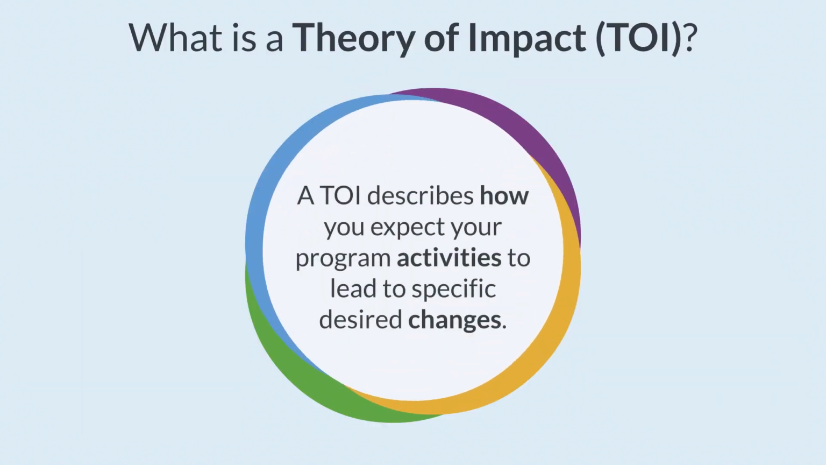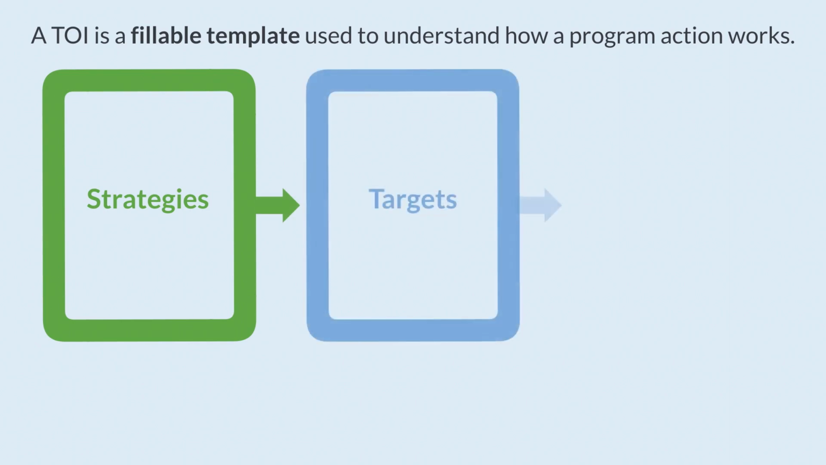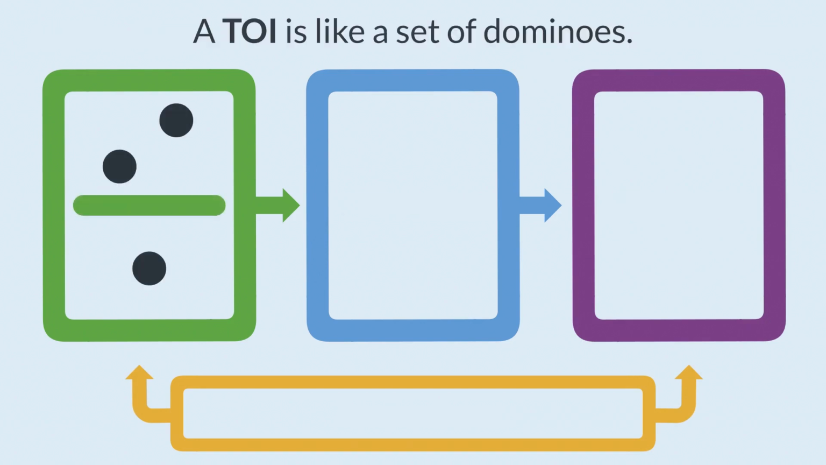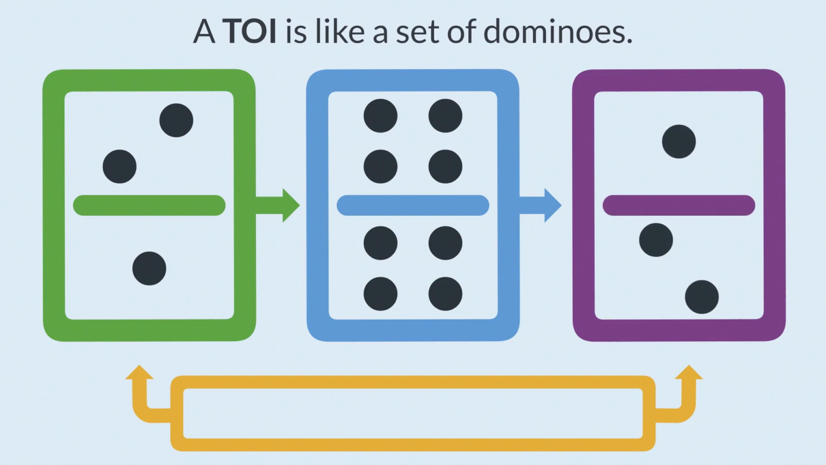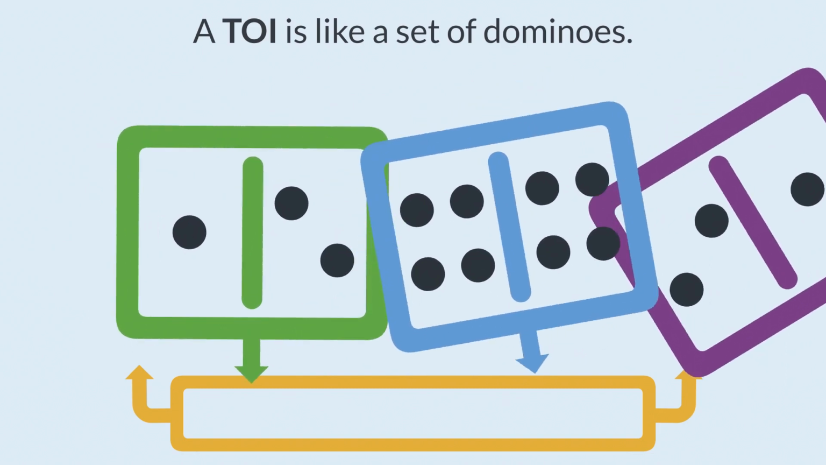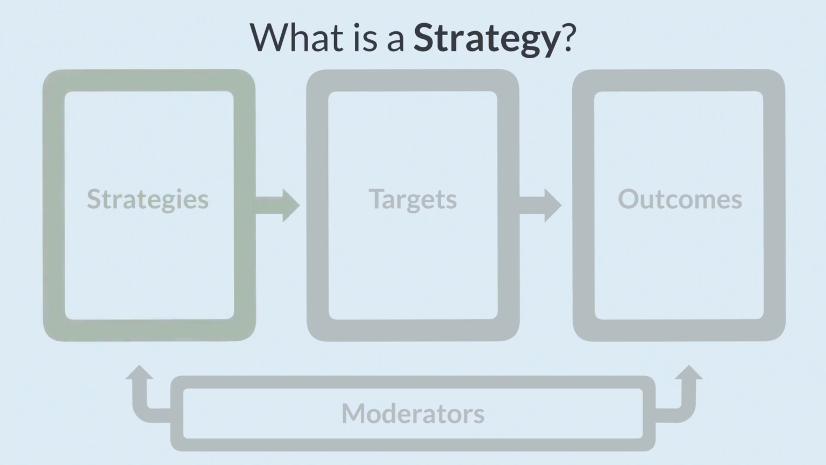A theory of impact describes how you expect your program activities to lead to specific desired changes. A theory of impact can also be referred to as a theory of change. A theory of impact is a fillable template that is used to understand how a program action works, reading from left to right. A theory of impact is like a set of dominoes, where each section influences the following section. Strategies lead to changes in targets, and changes in targets lead to changes in outcomes. We will now explore each section of the theory of impact, starting with strategies.